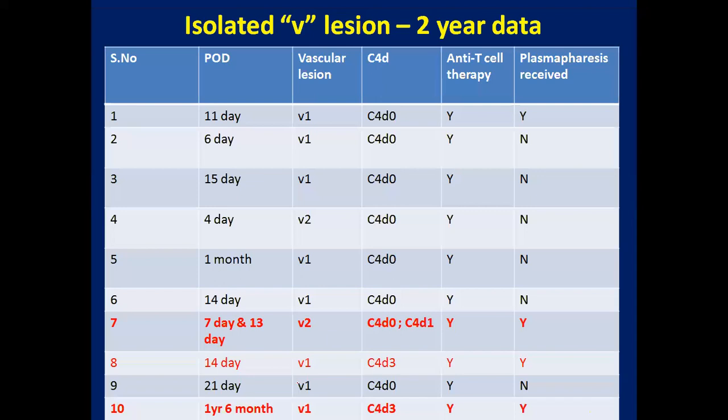So this is my data in the last maybe 4 5 years. We have seen around 10 cases of isolated V lesions and 2 3 cases that behaved like antibody mediated process. DSA was also done, which was positive, and C4d showed in 2 cases a 3+ kind of staining, so C4d was diffusely positive. But in the case which I have shown you right now, where 2 biopsies were done at 7-day and 13-day, this showed a minimal kind of C4d positivity.